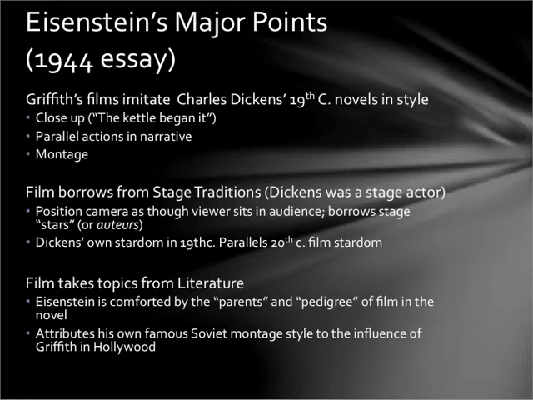So, for Eisenstein, he's mainly interested in the notion that there is a sort of lineage, a descendant, a parent, in terms of Dickens being the father of the novel, and then Griffith inheriting the sort of storytelling techniques of Dickens, but then putting them on film. And so Eisenstein is comforted by this sort of linear development of narrative from the novel into film. And he attributes his own very famous Soviet montage style to the influence of Griffith in Hollywood, and therefore, if you trace it back, to Dickens. So you have this sort of globalized form of narrative development that Eisenstein is very interested in. So he's saying this American filmmaker was influenced by this British novelist, and I was influenced by them both.